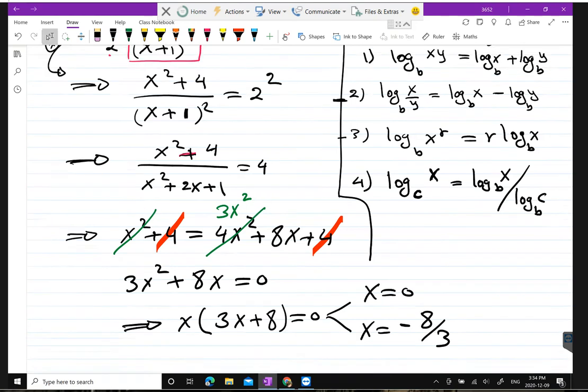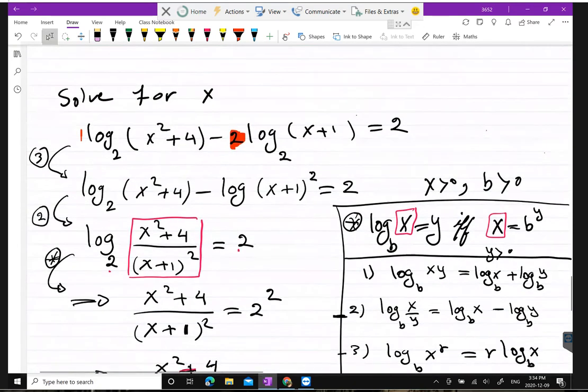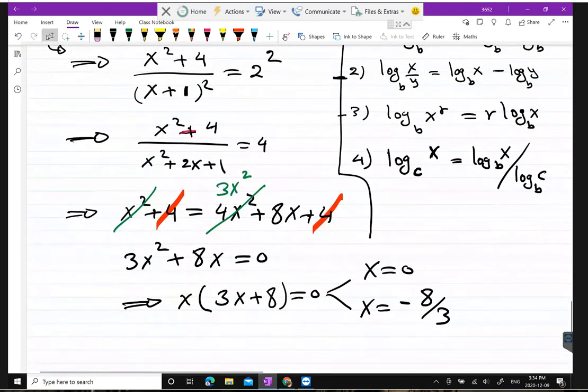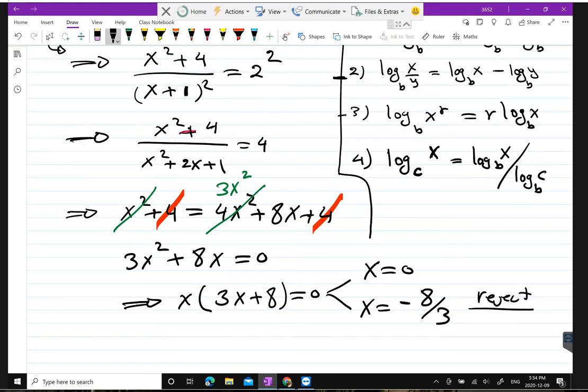But if you look at your original equation, this is always the case, you have to double check. x equals 0 is good because it satisfies the equation, but not minus 8 over 3. This one we have to reject, and accept the other one. Therefore, the solution set will be only x equal to 0.